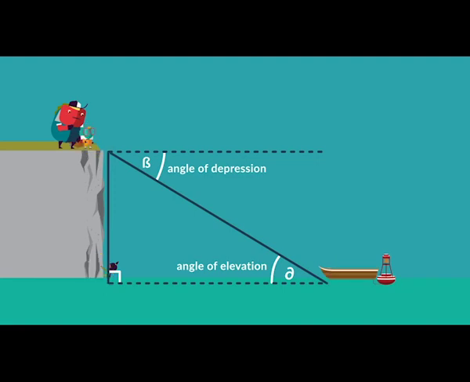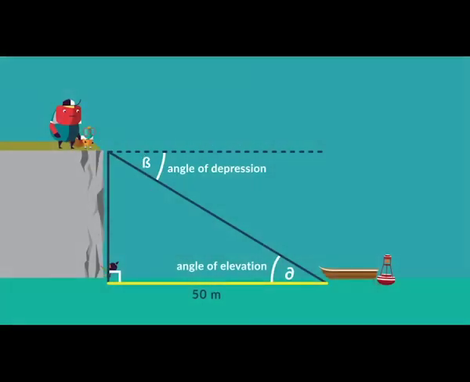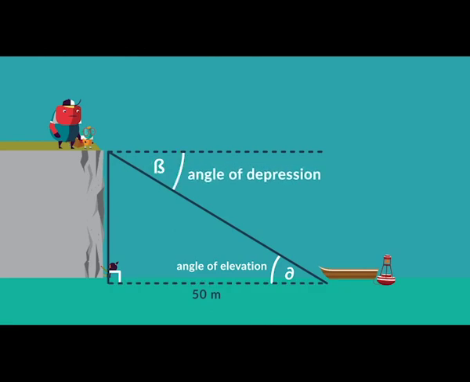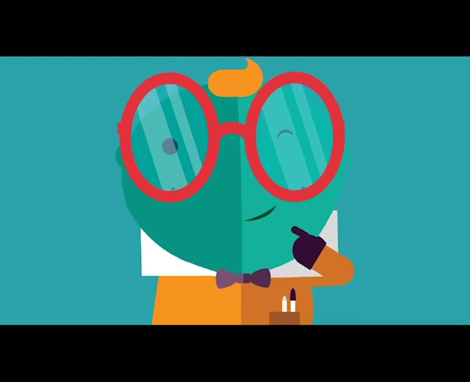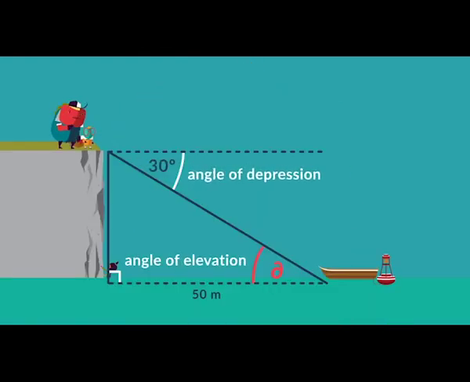Fidel knows the boat is floating 50 meters away from the base of the cliff, because he knows the buoy it's tied to is 50 meters away. It says so in the book he's been reading. He also knows that the angle of depression from him to the boat is 30 degrees because, well, just because he's Fidel. Remember, the angle of elevation and the angle of depression will always be equal to each other, so both of these angles are equal to 30 degrees.